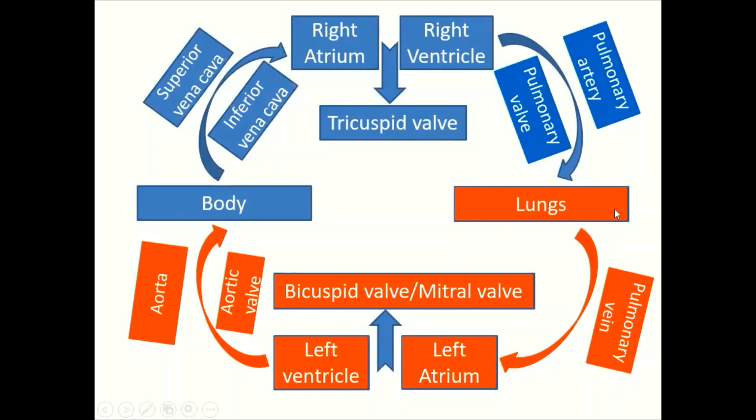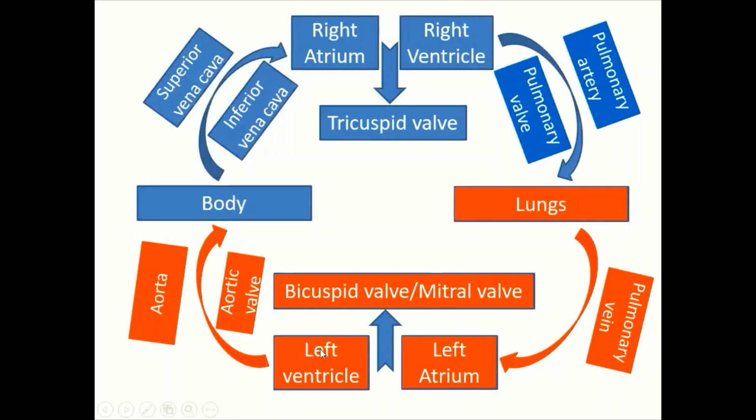In the lungs, gas exchange takes place. The deoxygenated blood becomes oxygenated blood by the process called diffusion. The oxygenated blood from the lungs is returned to the left atrium, and it is carried by the pulmonary vein. And then the left atrium pumps the blood to the left ventricle. Between them is a valve called the bicuspid valve or mitral valve that prevents the backflow of the blood to the left atrium.